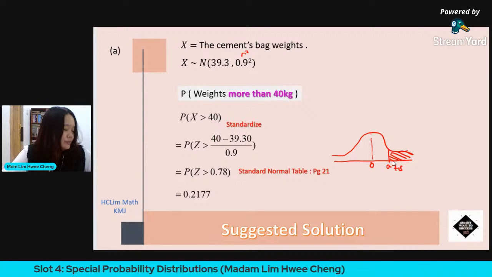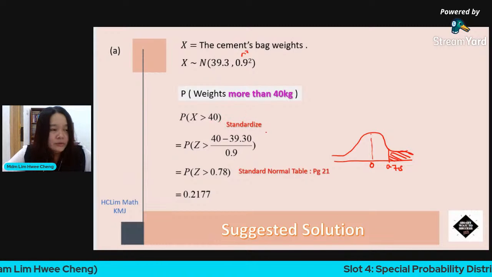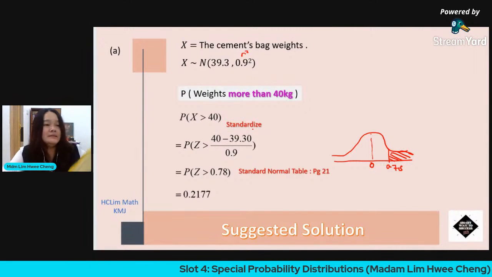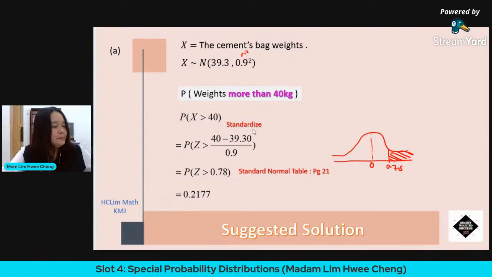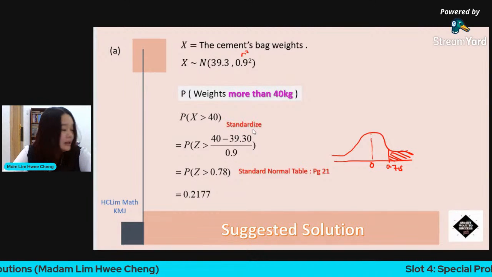Izazi, 0.2177. You will notice that if the original question is normal, we do not need to do any corrections. We just do the standardized process. Okay, good. So we proceed to question number 2 here.